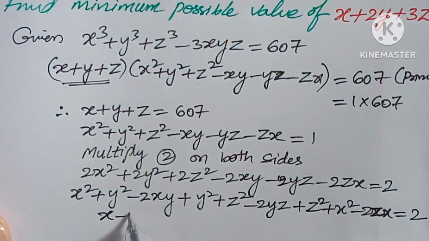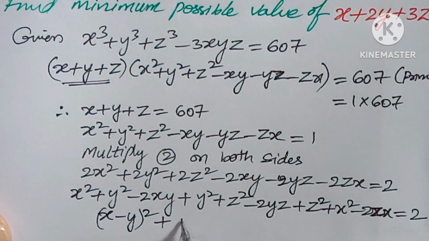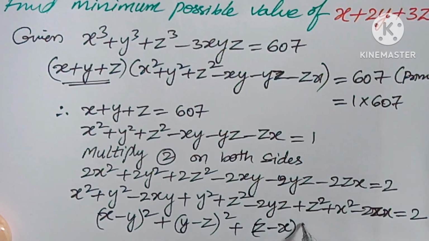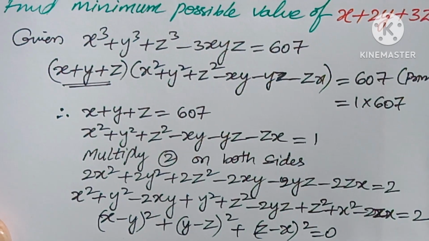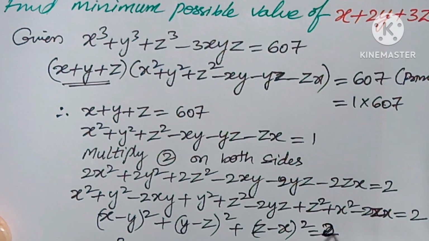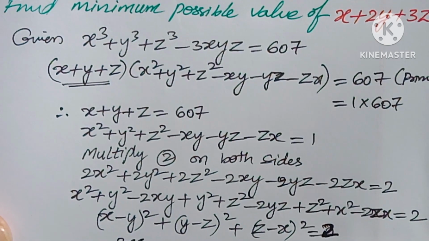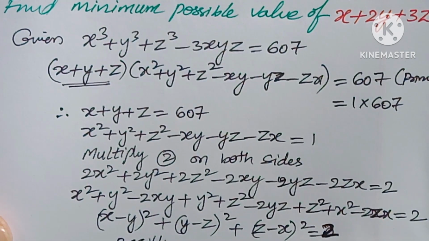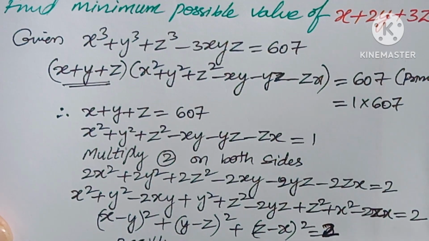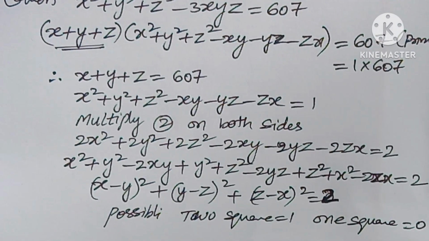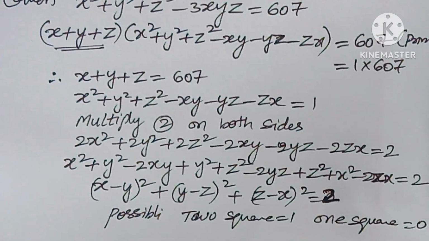So here you'll get (x minus y) whole squared plus (y minus z) whole squared plus (z minus x) whole squared is equal to 2. What is the possibility here? Two squares are equal to 1 and one square will be equal to 0.